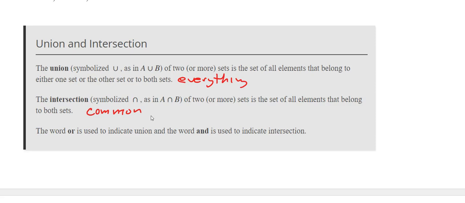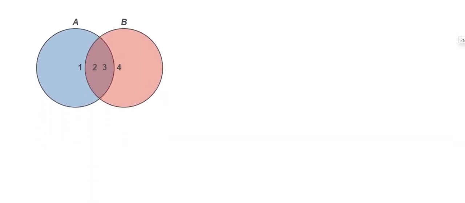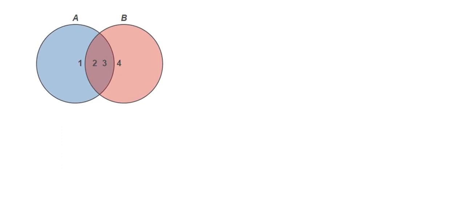Intersection is denoted by the upside down U, maybe like an N without the tail. It's the things that are common. So if you have a 2 in both sets, the intersection would be the 2. The word "or" is used to indicate union. The word "and" is used to indicate intersection. So we get that. Now let's scroll down and get a better understanding visually.